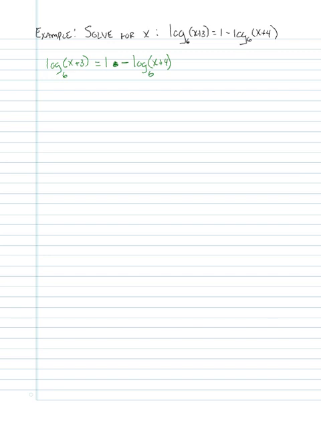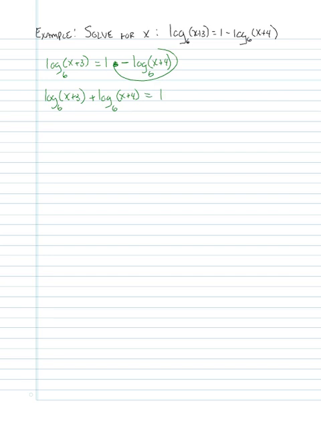Now what I'm going to do is add this logarithm to both sides so that I have a constant 1 on the right side and both of my logarithms on the left side. So after I do that, I'll have the logarithm of x plus 3 base 6 plus the logarithm that I'm adding to both sides, x plus 4 base 6. And of course that leaves only a 1 on the right-hand side.